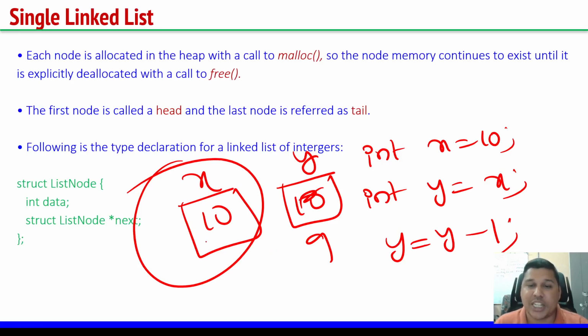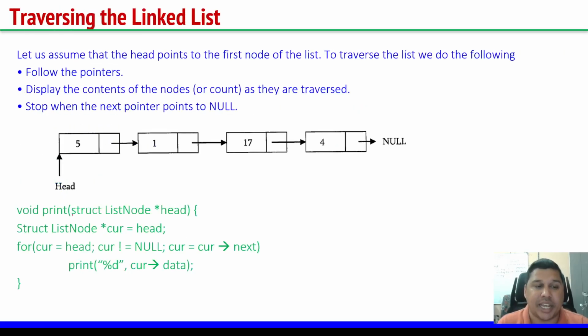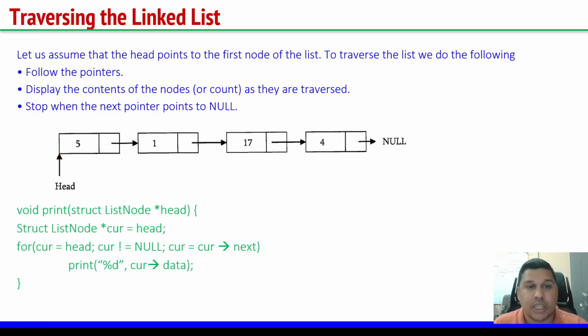Okay, that's why head is not changing. y I can play with anything. I can do anything with y. That's why we are playing with the temporary variable here. We are trying to create a temporary variable. Using this temporary variable, we are always moving from here, here, not touching the head. Any other doubts? Yes, please.